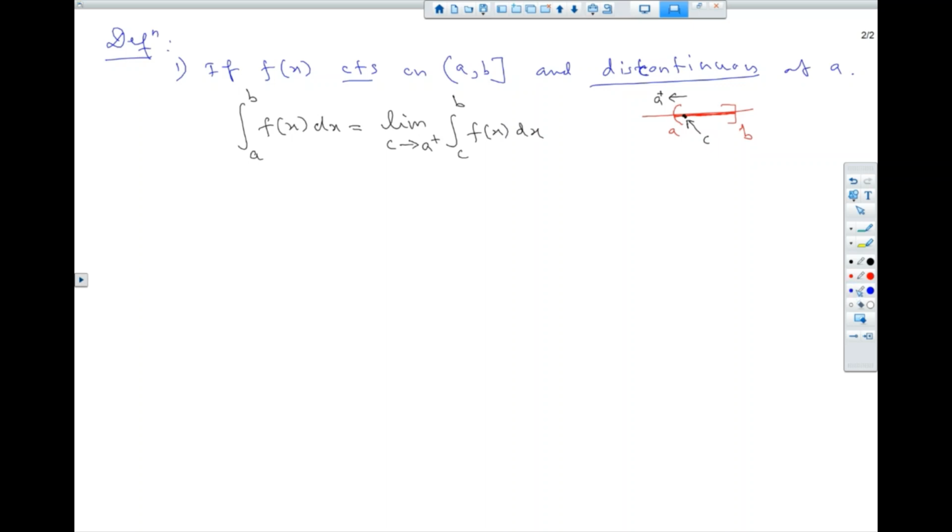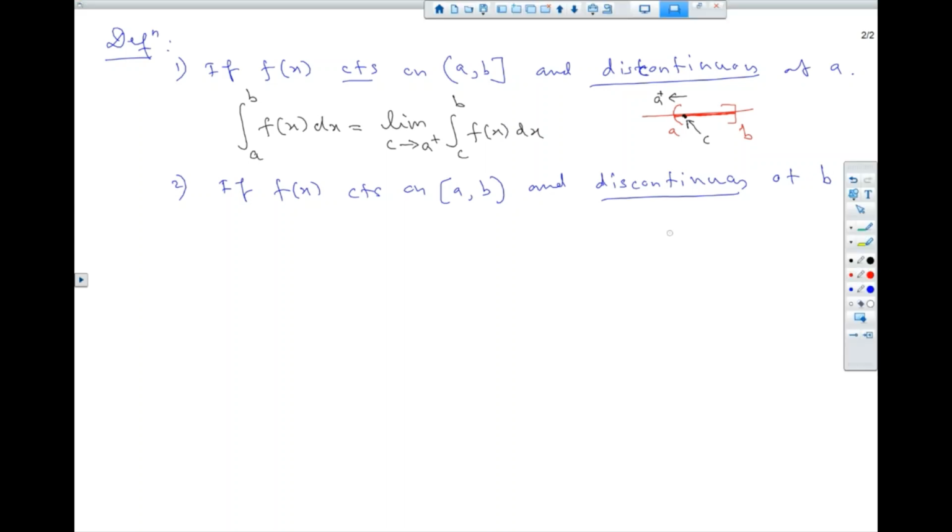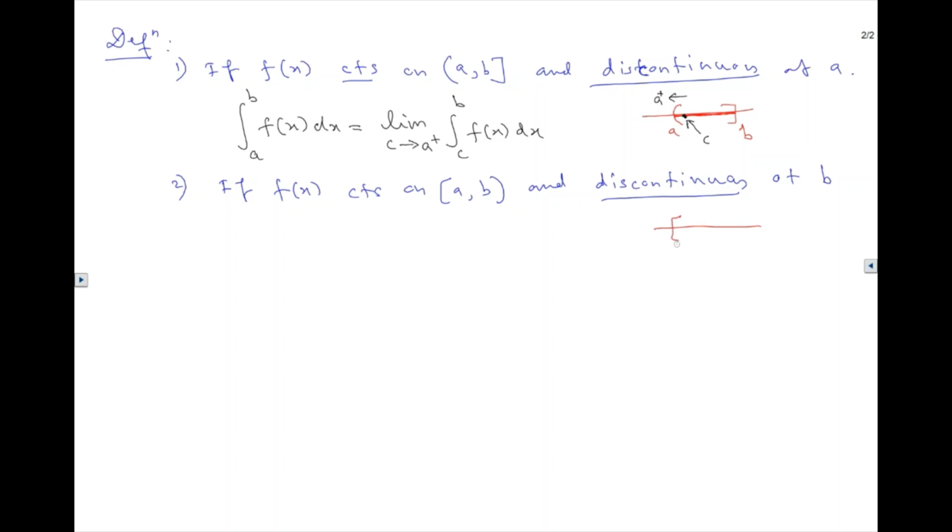So let's look at the second case. The second situation is very similar. We have, if f(x) is continuous on a to b and discontinuous at b, now the upper limit. Then what we can do is again a similar situation. So we have this a to b open now.